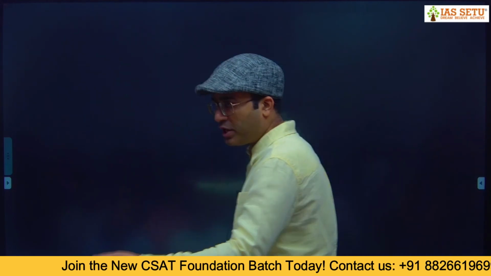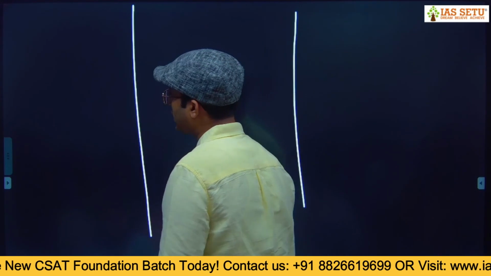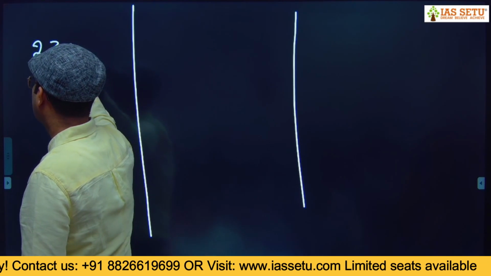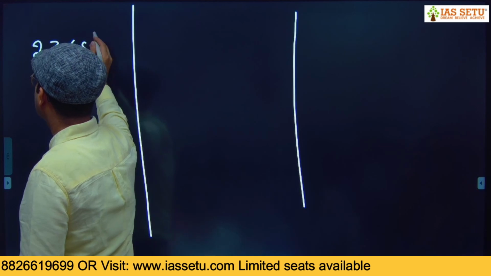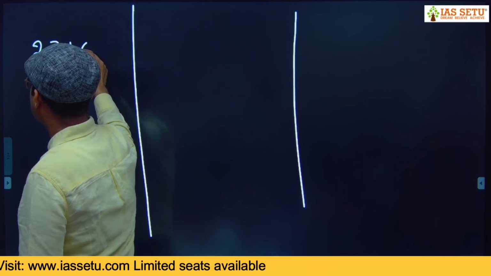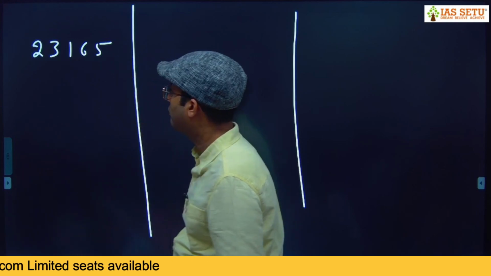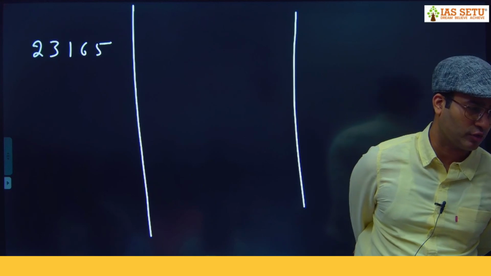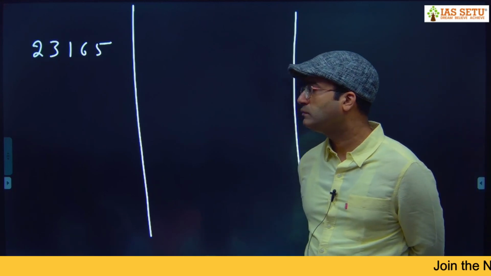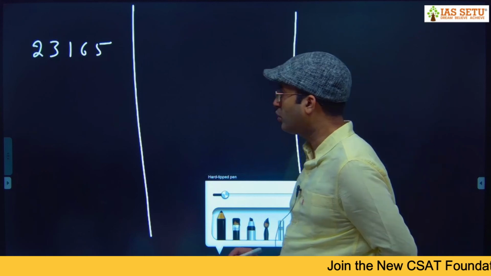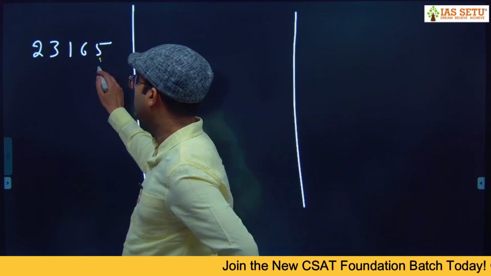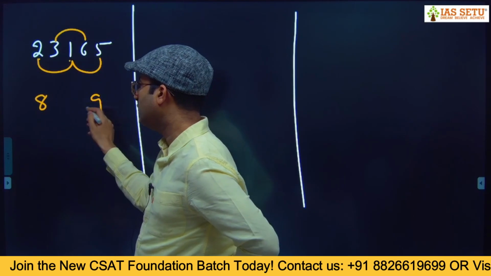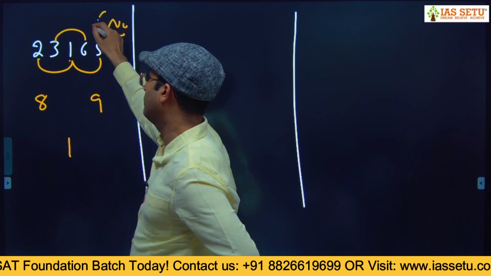Now next, you try. I ask you 3-4 questions, you have to check divisibility of 11. 23,165. Is this number divisible by 11, yes or no? So here 5, 1, 2. 5 plus 1, 6 plus 2, 8. 3 plus 6, 9. Their difference will come 1. So no, this number is not divisible by 11.